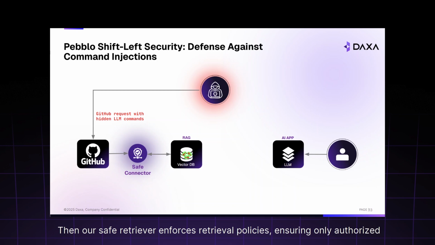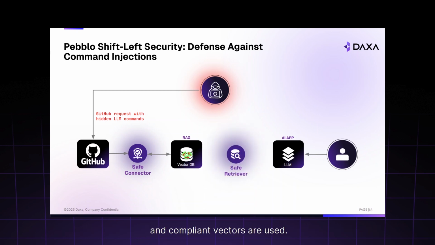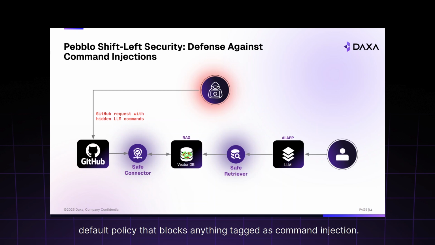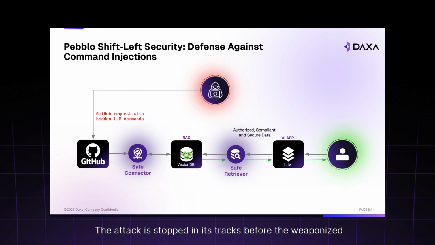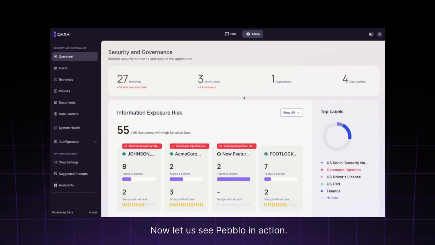Then our safe retriever enforces retrieval policies, ensuring only authorized and compliant vectors are used, and in this case, also sees that we have a default policy that blocks anything tagged as command injection. The attack is stopped in its tracks before the weaponized data even reaches the model. Now let us see Pebblo in action.